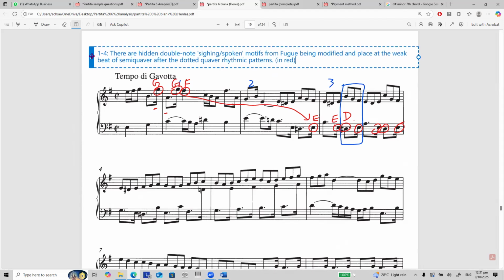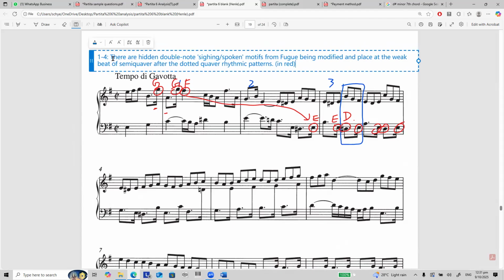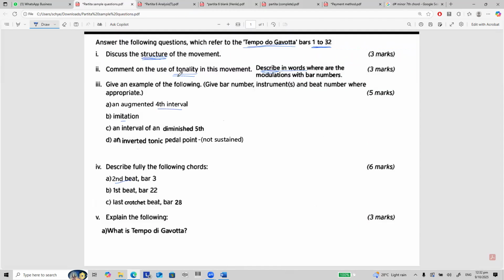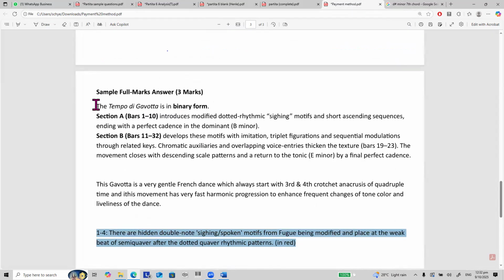Okay, this is how you describe it in words. Hidden double note motif from the fugue being modified and placed at the weak beat. So these are in red. The motif has been circled in red. And this is how you can answer the full mark answer.